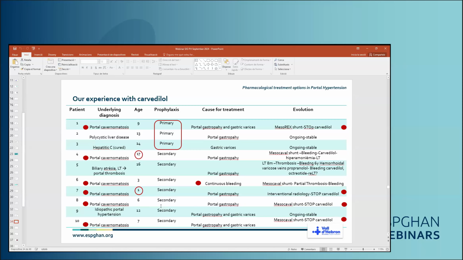We actually stopped carvedilol in 4 of these patients after doing other treatments. In the first patient because of a mesorex, and 2 others because of mesocaval shunts, and 1 because of interventional radiology. In these patients, what we usually do is scope them 3 months after whatever intervention we've done, and if everything's okay, you can't see portal gastropathy and so on, which is usually the case, we stop carvedilol.